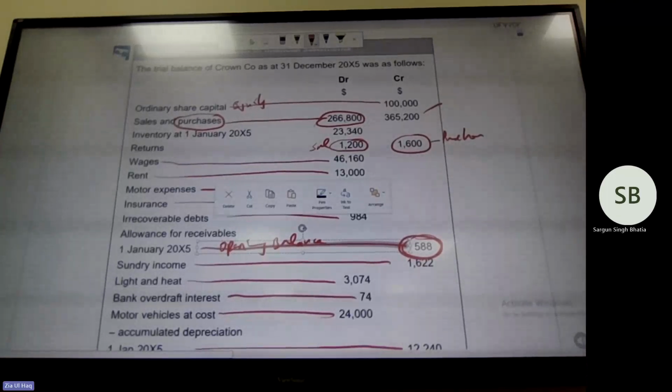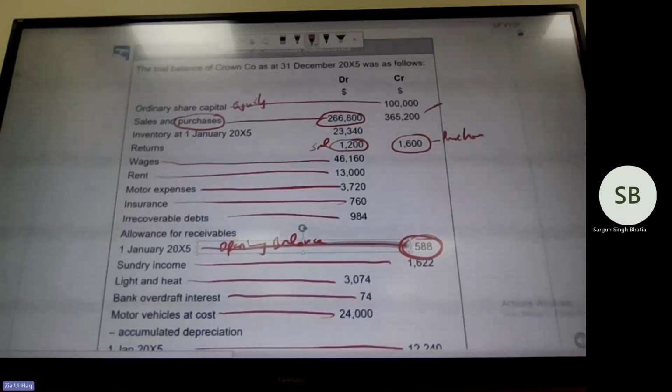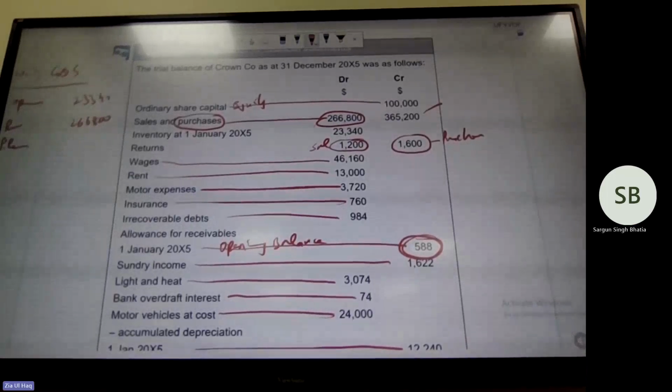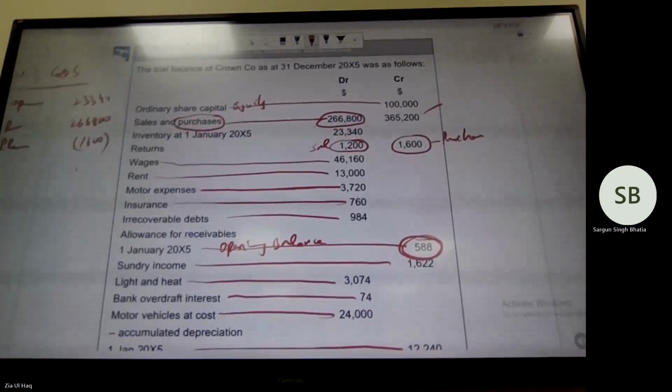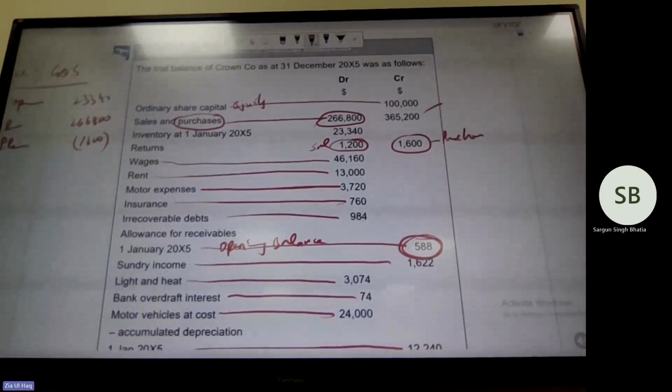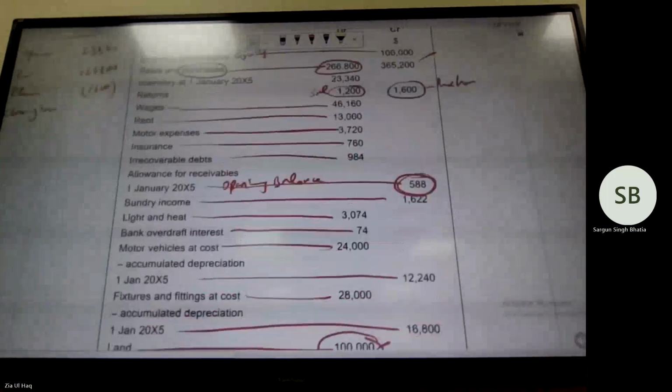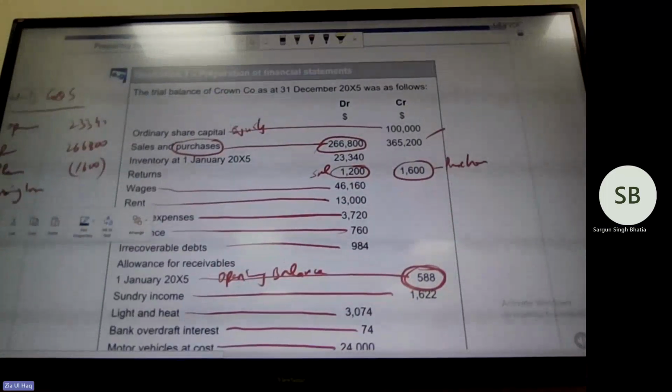So opening inventory, what is the opening inventory? 23340. Plus purchases. What is the figure for purchases? 266,800. And we need to deduct a purchase return. What is the purchase return? 1,600. And then we need to deduct closing inventory. What is the figure for closing inventory? It's available, 25680.